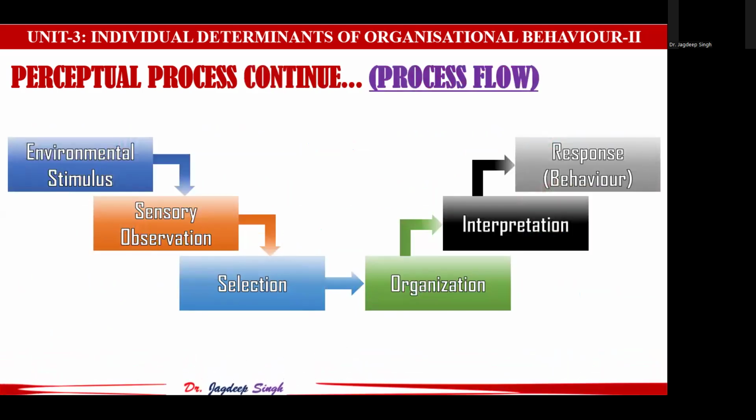Now, the perceptual process continues. Now, how does it flow? There are 6 steps. You can see here. Number one is environmental stimulus. Second is sensory observation. Third one is selection. Fourth one, organization. Fifth one, interpretation. And finally, response, that is behavior.